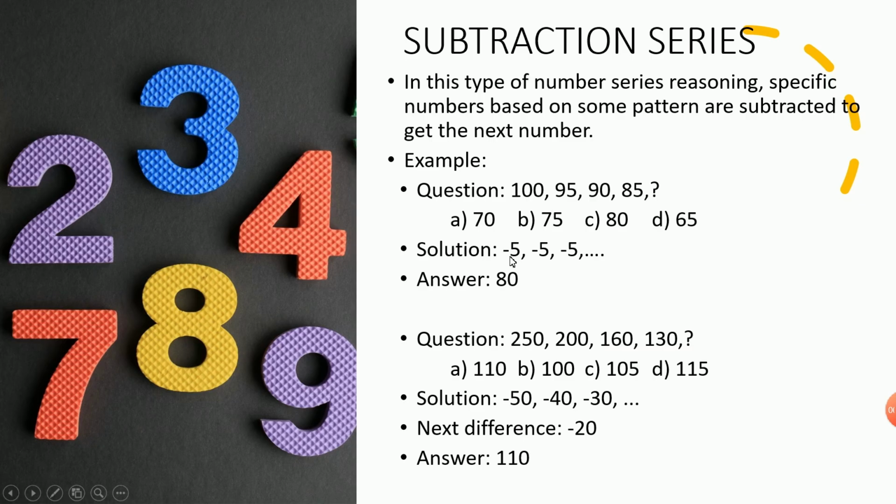Then here, the total difference is not the same, but it has reduced by 50, 40, 30. From 250 to 200 is 50, then here it is 40, then 30. So after 30, if the next is 20, we might get 110. That is how the subtraction series is obtained. Identifying which type of series it is, there is a very great necessity for that.